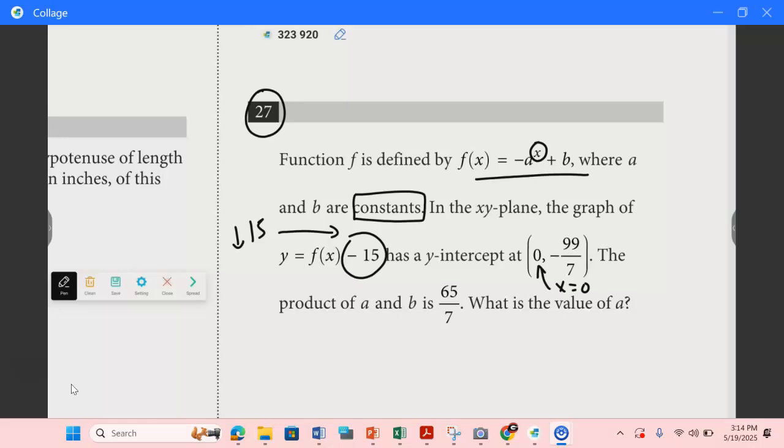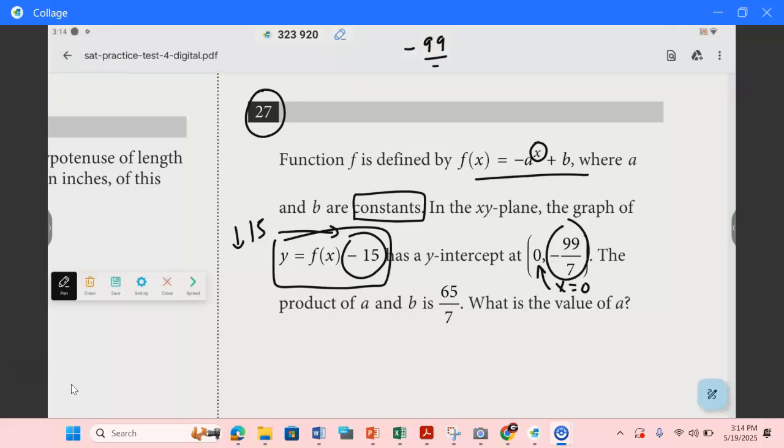Okay. So first of all, let's correct this to make it f of x. This y-intercept right here goes with f of x minus 15. So we need to take that and shift it up 15 units. We need to add 15 to this. Okay, and you can use your calculator, but I happen to know that 15 is the same thing as 105 over 7. Okay, so 6/7.